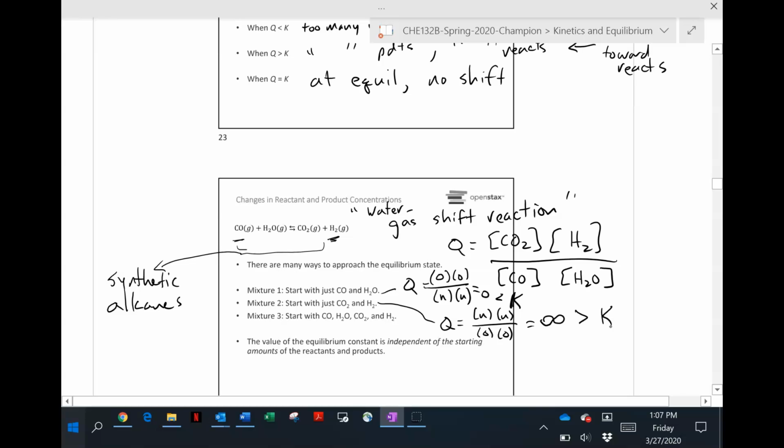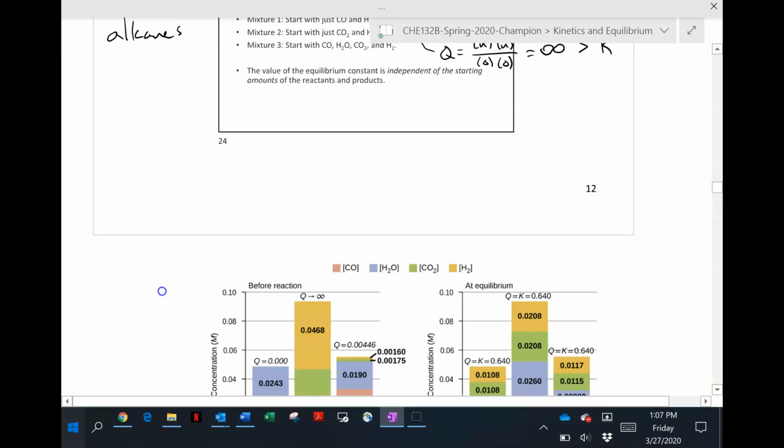And then mixture 3, if we started with that, we don't know what those values are. Depending on them, we could determine which way it would have to shift. We'd also have to know the value of K.